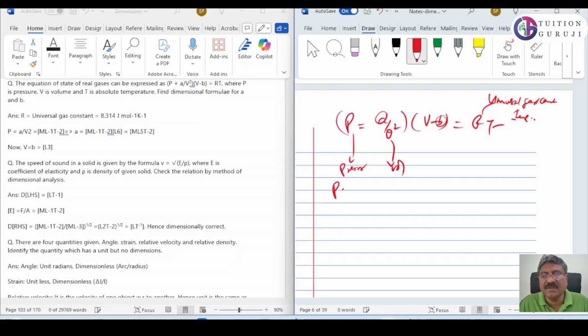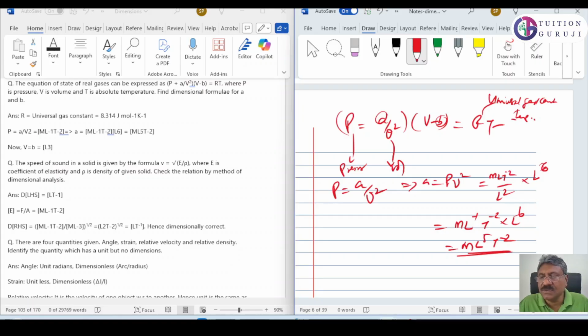So in this equation, we can write P is equal to A by V square, which implies A is equal to P V square. P is pressure, F by A, so M L raised to minus 1 T raised to minus 2, and V is volume, L cube, so V square is L raised to 6. So we will get M L raised to minus 1 T raised to minus 2 into L raised to 6, which gives M L raised to 5 T raised to minus 2. So A is equal to M L raised to 5 T raised to minus 2.